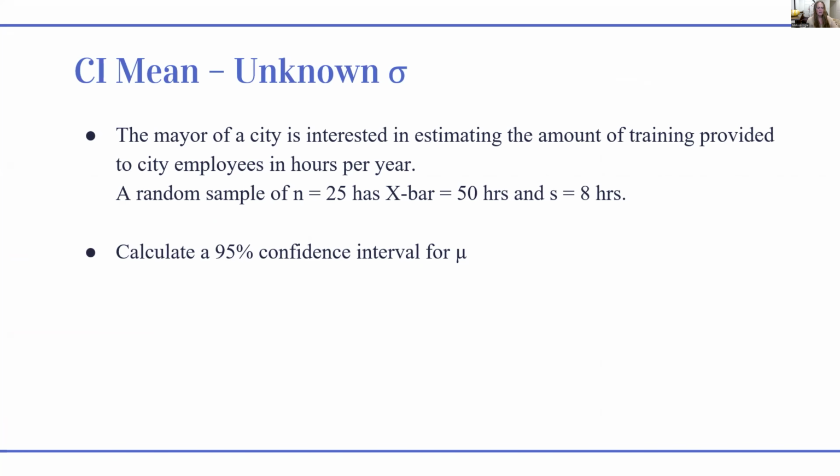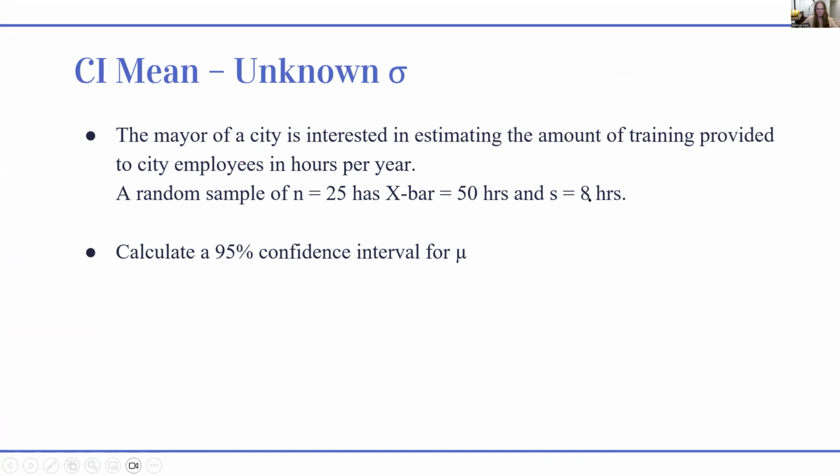So he asked them, hey, how much training do you take per year? So he takes a random sample of 25 city employees. They say, oh, you know what? I need an average of 50 hours of training per year. That's your X bar right here. I go through an average of 50 hours of training every year. I got to do the no harassment training. I've got to do the cybersecurity training. I got to do the job training, all this kind of stuff, 50 hours.